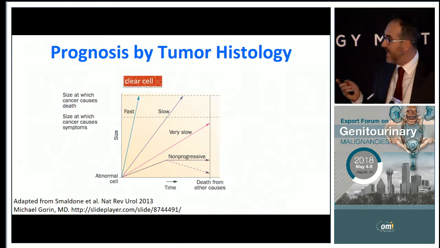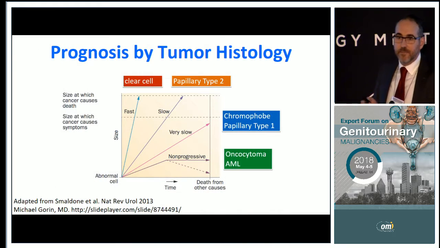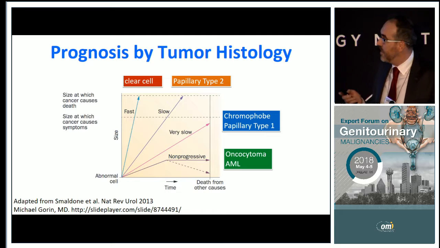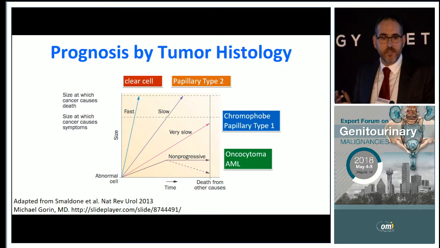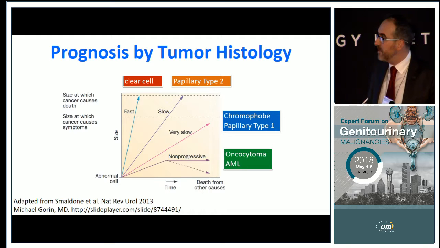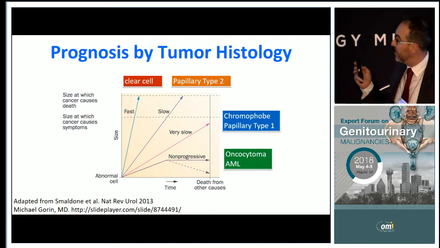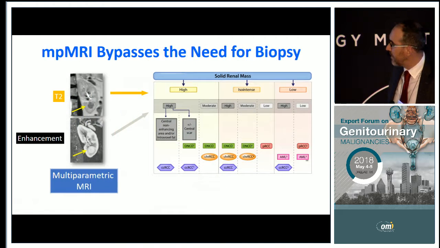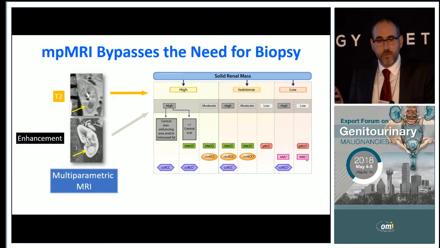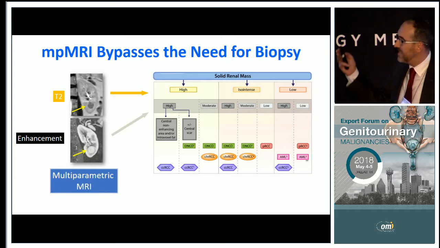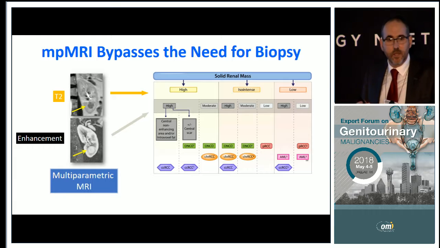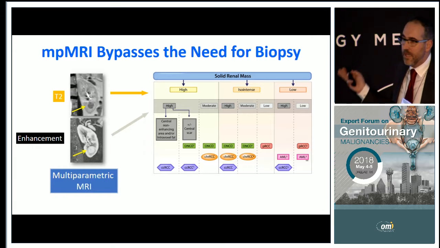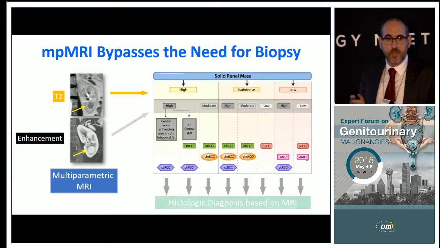So we know these days that depending on the histology, the patient has a different prognosis, and we know that clear cell stage by stage has a worse prognosis than other phenotypes, so the other histology subtypes. So recognizing clear cell will be important, particularly when we're considering patients for active surveillance. So we have been doing this with imaging, with multiparametric MRI, using standard sequences, T2 and contrast-enhanced images. We can actually, using this algorithm, predict the histologic subtype in small renal masses.